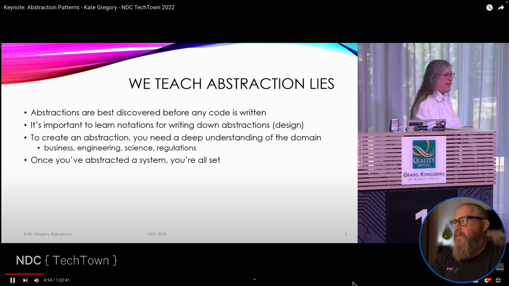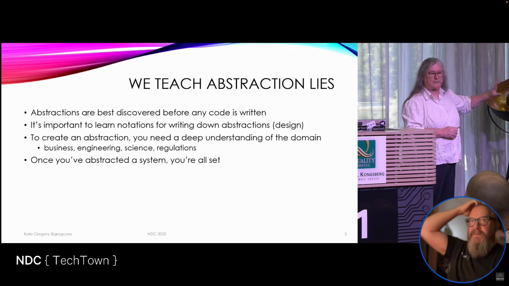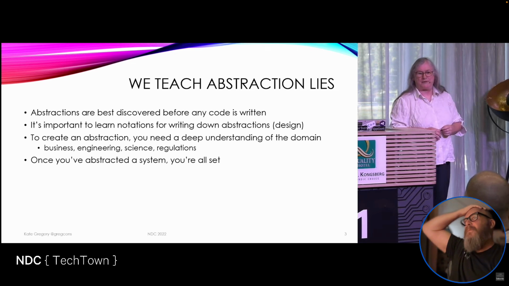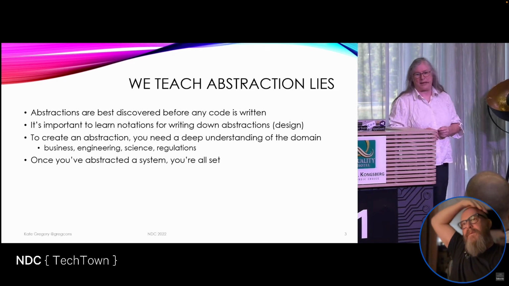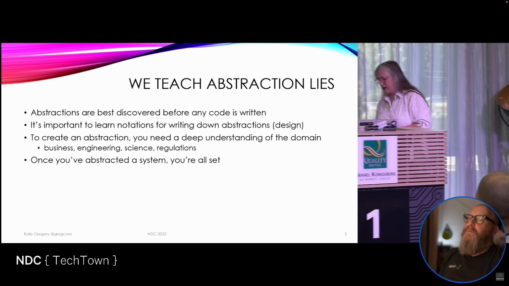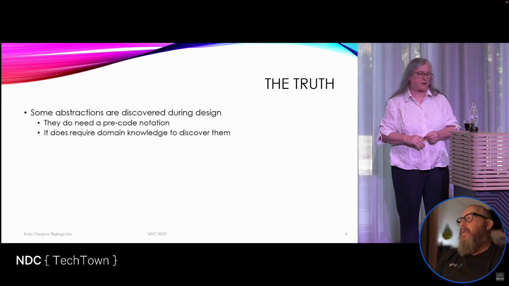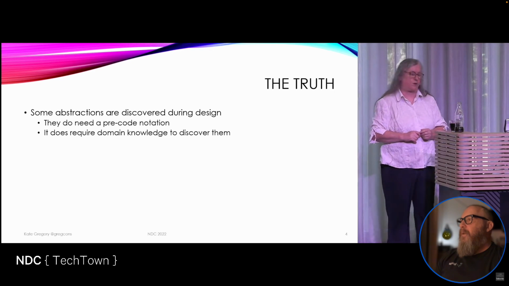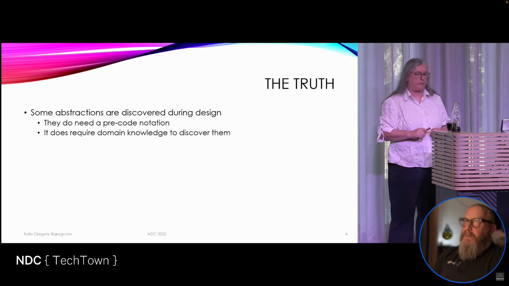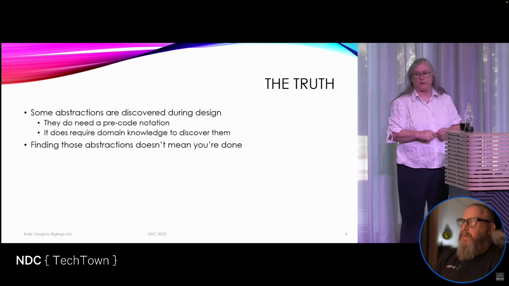Different sound. And in the same way, like C is for Chloe, and C does make a cuss sound for cat, but you're not a fluent reader of English if you pronounce all C's that way. There are other things going on for abstraction. The truth is, yeah, you do design and find some abstractions. And you do need a way to write it down when you don't have code. And you do need domain knowledge to discover them. But you're not done when you found those.